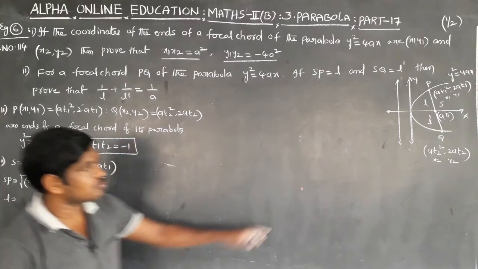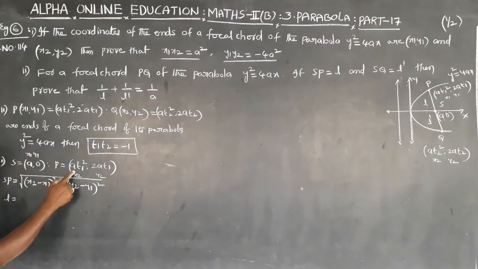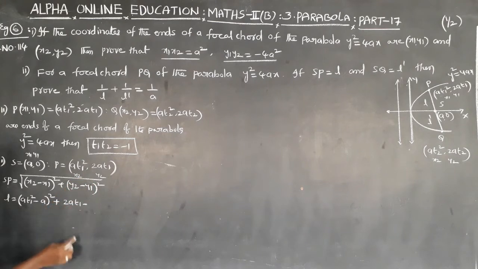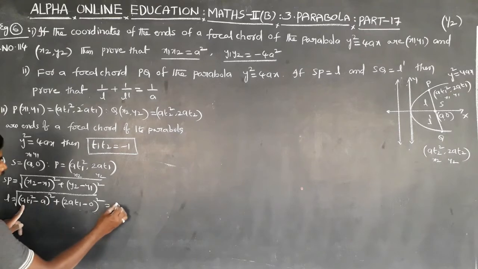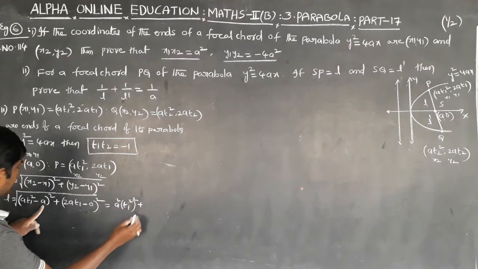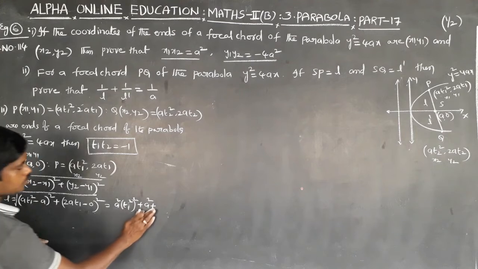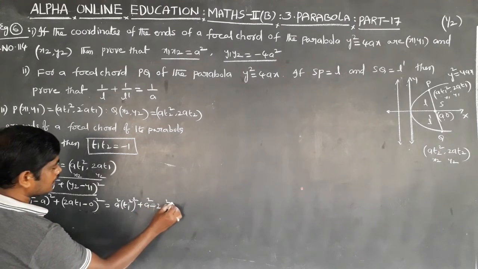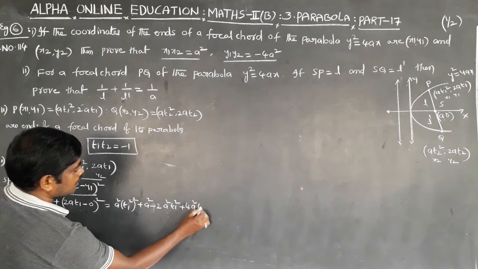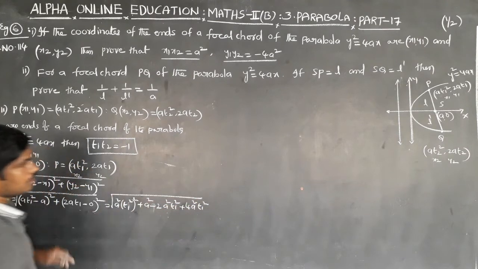Here SP is equal to L. L is equal to the square root of (x2 at1 square minus x1) whole square plus (y2 2at1 minus y1 0) whole square, under root (a minus b) whole square, (a t1 square) whole square plus b square, a square minus 2ab minus 2a square t1 square plus (2a t1) whole square, 4a square t1 square under root.